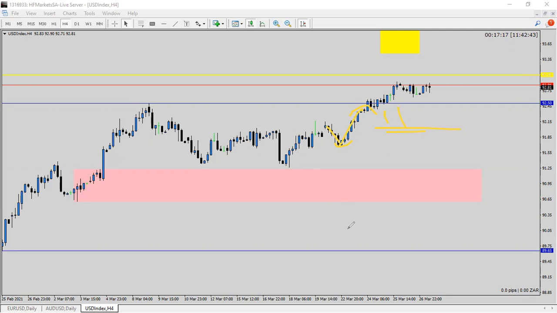What actually happened thereafter is price has now pushed up and it's now consolidating in this area here. So what I would be looking for is a false break to the upside, and then I would be looking to take this market back to the downside.